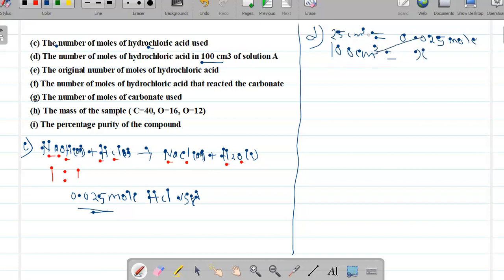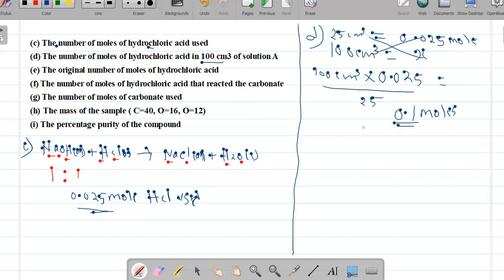So cross multiplication: 100 cm³, sorry, I said 1000 here, I mean 100, not 1000. 100 cm³ multiplied by 0.025 divided by 25. So here, therefore, you will get 0.1 moles. So this is the number of moles in 100 cm³ of HCl.